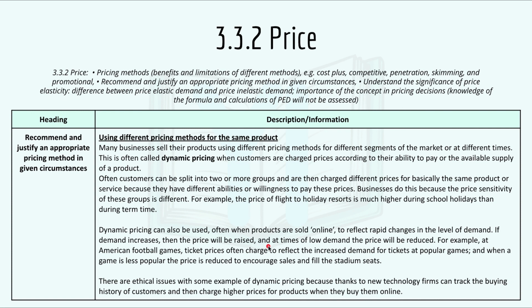And this relates to economics, the supply and demand curve, or the supply and demand graph, or just general supply and demand. For example, at American football games, the ticket prices are often charged to reflect the increased demand for the tickets at the popular games. And when the game is less popular, the price is reduced to encourage sales and fill the stadium seats.